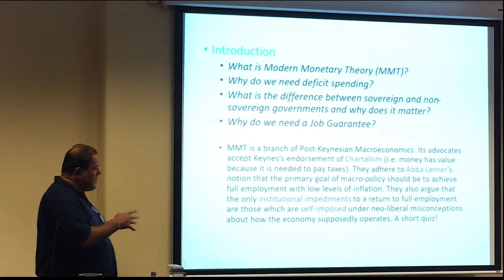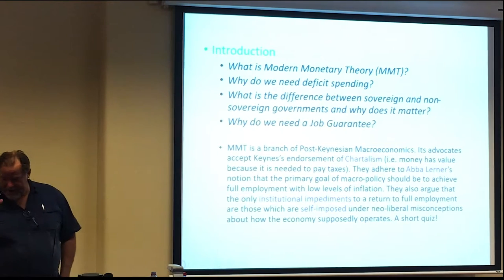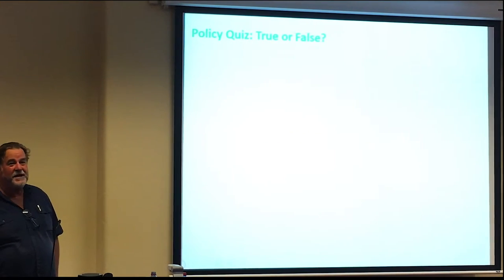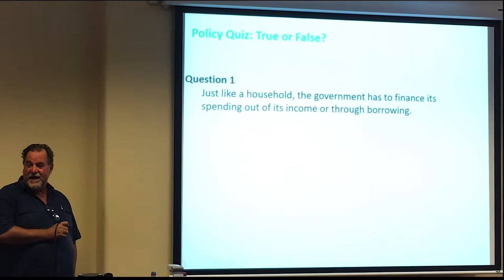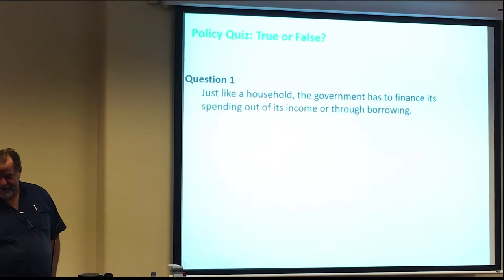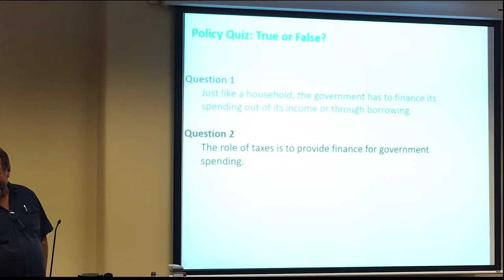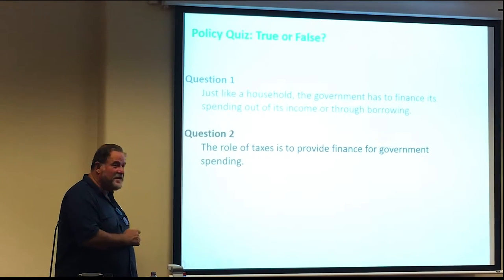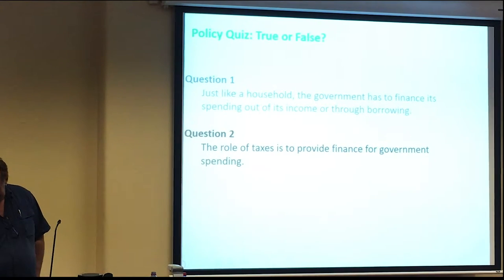So, by way of highlighting some of these principles, I'm going to introduce a short quiz, and I apologise for those who've seen this material before. It was originally pulled together by Randy Wray from the University of Missouri, Kansas City. Each of these questions can be answered either true or false. So firstly, just like a household, the government has to finance its spending either out of its income or through borrowing. True or false? False. That's right. Question two, the role of taxes is to provide finance for government spending. True or false? False. Exactly.